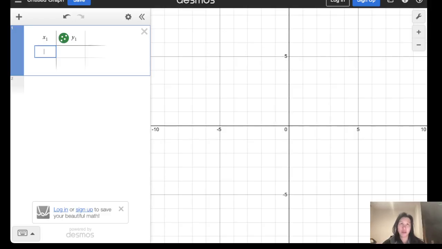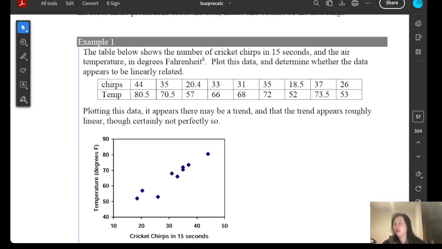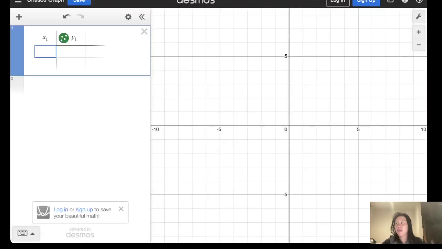So we want to know, what do they want to find? From the textbook, they want us to determine whether these two appear to be linearly related. What does that mean? We want to see if the frequency the crickets chirp is related to the temperature rising or not. Okay, so now let's plug in the data.